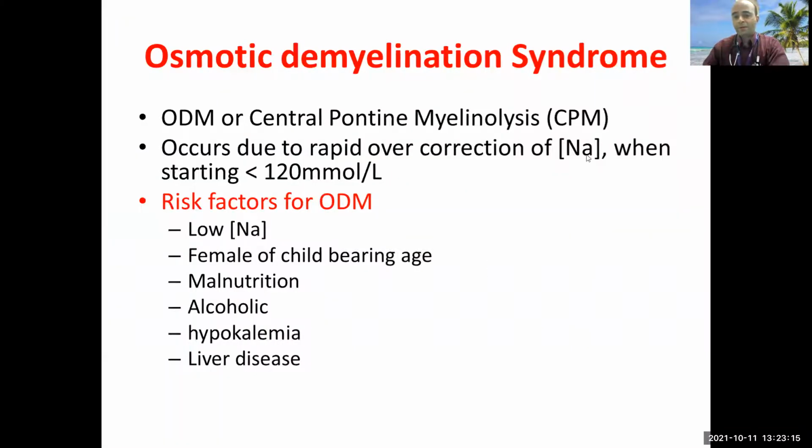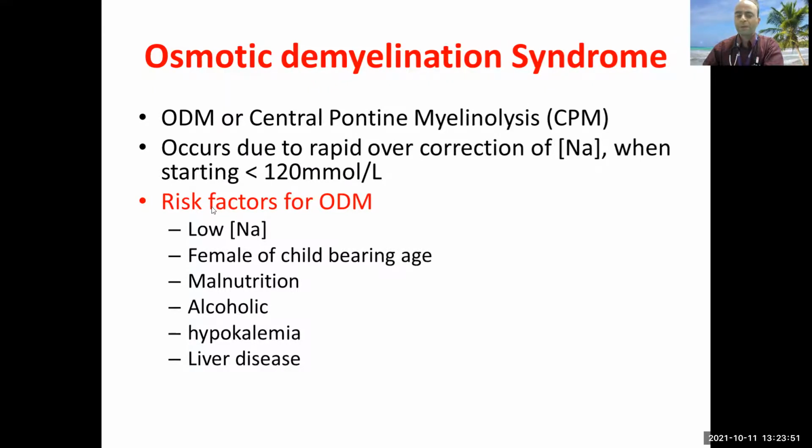Osmotic demyelination syndrome, or central pontine myelinosis, occurs due to rapid overcorrection of sodium when starting at less than 120. You should take care of this complication and keep it in mind if you have any consult or new patient with serum sodium less than 120 millimole. Don't overcorrect this patient, to avoid any risk, especially in patients with multiple risk factors for osmotic demyelination syndrome.